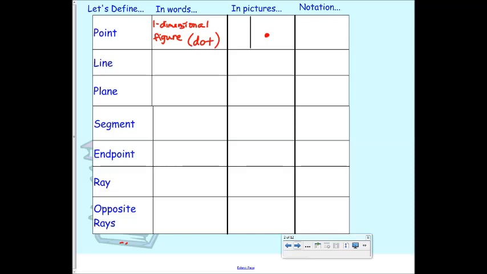Okay? What does notation mean? What does it mean when we say notation? What do you think that word means? It's how we write something, how we make a note of it. So just how we write something. And if we're talking about a point, we name it with one letter. Okay, so just one letter. So for example, it would be like point A, we would just say A. Point B, we would just say B. So it's one letter. All right. You'll notice that they are usually capital letters.